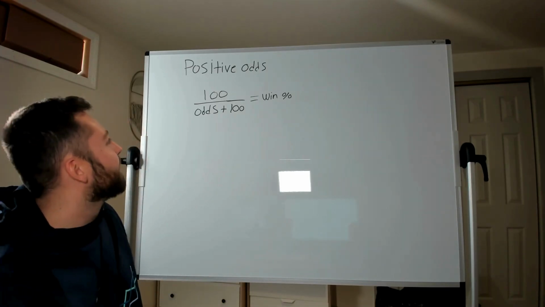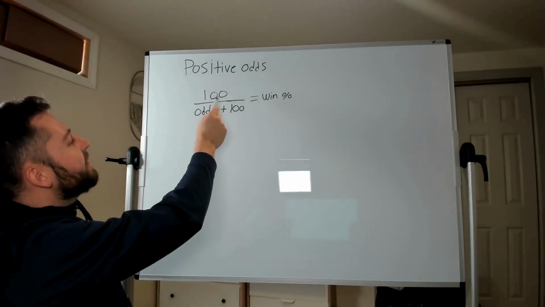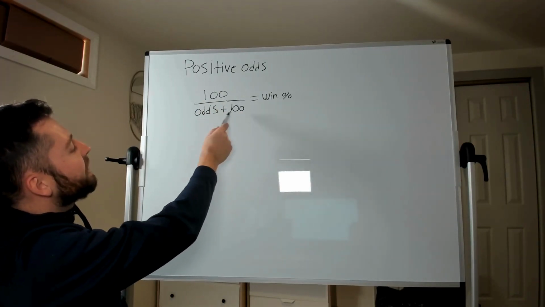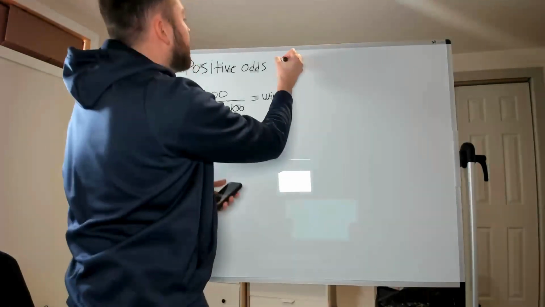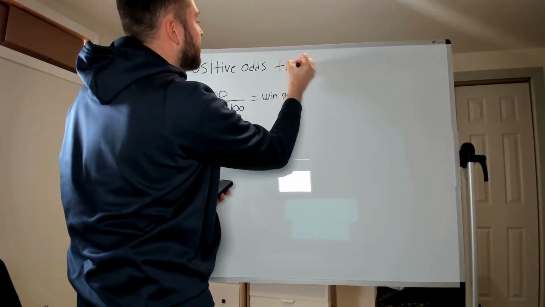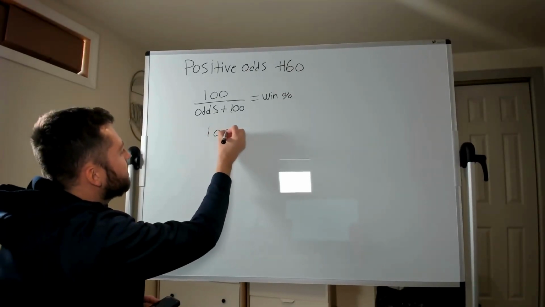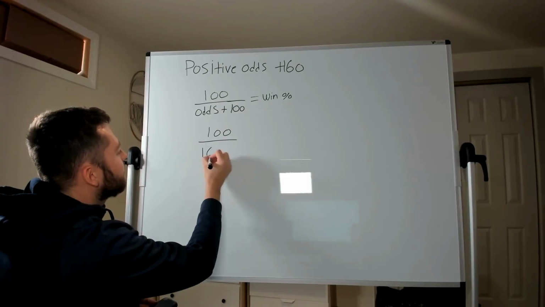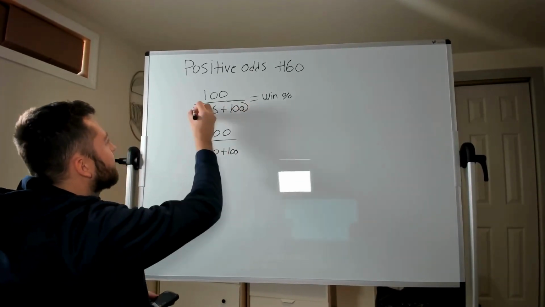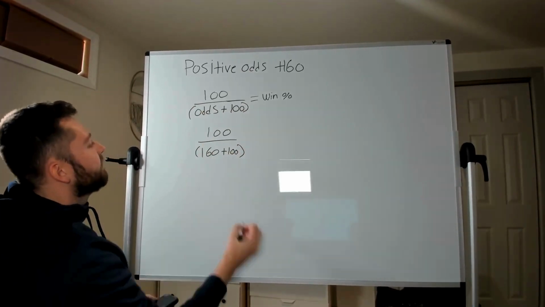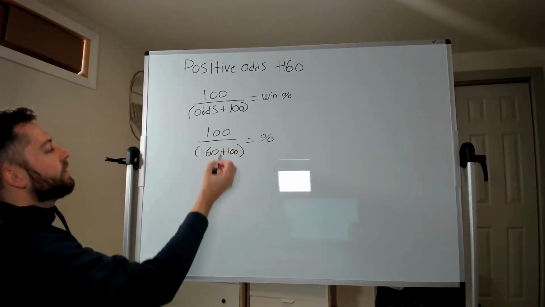But all right, let's get into this formula. Real simple formula here. For positive odds, we take 100 divided by the odds plus 100. Let's pick a random number here. We'll go plus 160. So we plug it in: 100 divided by 160 plus 100. This is in parentheses, I'm sorry. We solve for the bottom first, and that's going to give you your win percentage.